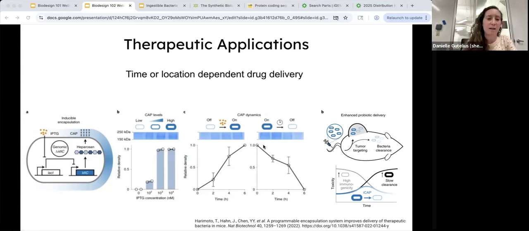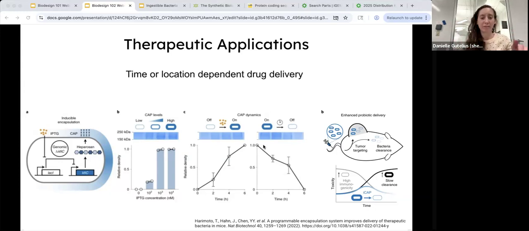So in the example I have here, this is from a paper where they wanted to trigger encapsulation of the bacteria cells. The point here was they wanted to deliver drugs specifically to tumors. And if it's a bacterial system, as soon as they're injected into the body, in this case mice, the immune system would immediately attack it, right? So to do that, they would encapsulate the bacteria cells, and they did this by an inducible promoter.